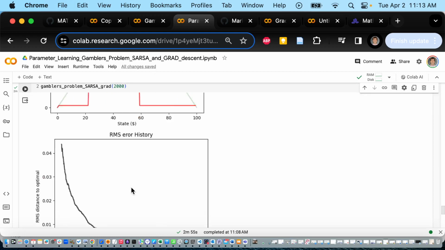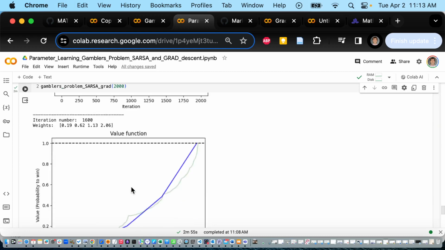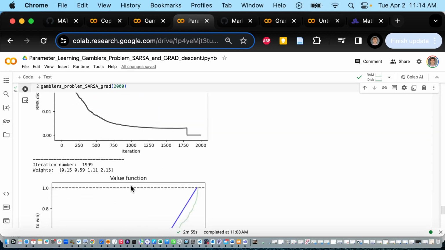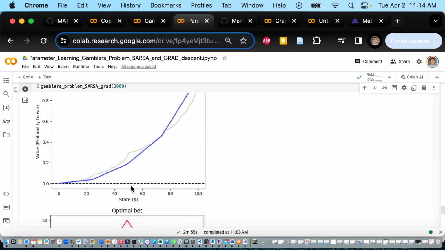Okay, and here it's learning more and more about the optimal bet sizes and what to do. So it's slowly figuring out you should bet all your money. If you're at the casino and you want to leave the casino, you should just bet all your money and get it over with. The longer you stay, the more they will take your money.